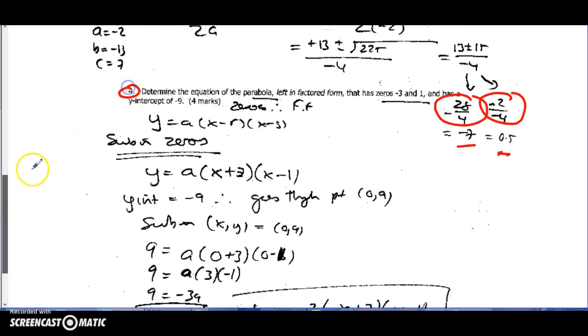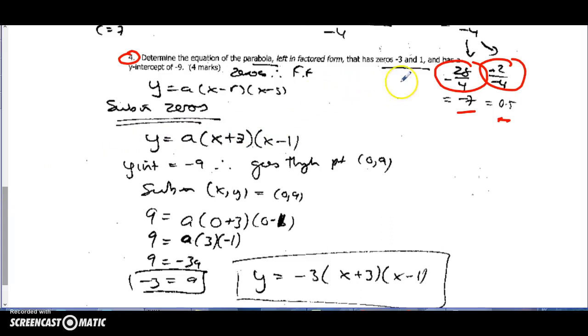Tough question. Okay, step 1. You want to find this equation given these zeros. So you set it up like this in factored form. The zeros are minus 3 and 1, so when you put them in, change the signs: x plus 3, x minus 1, because it's set up with negatives built into the equation.